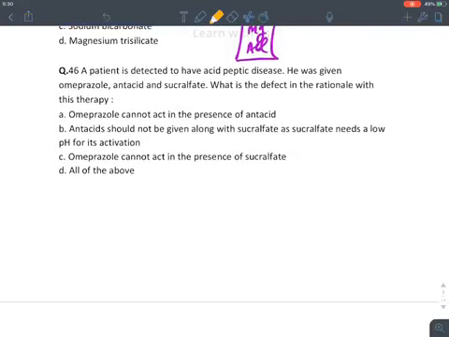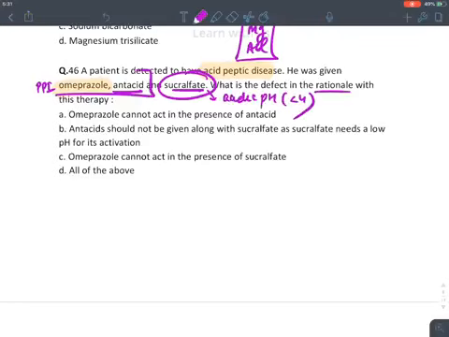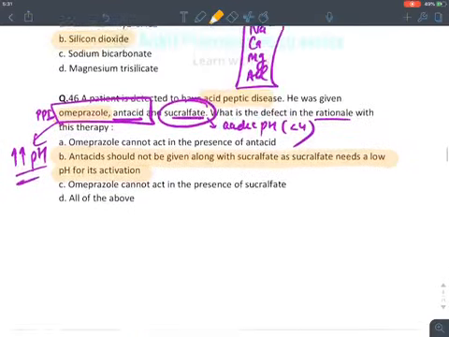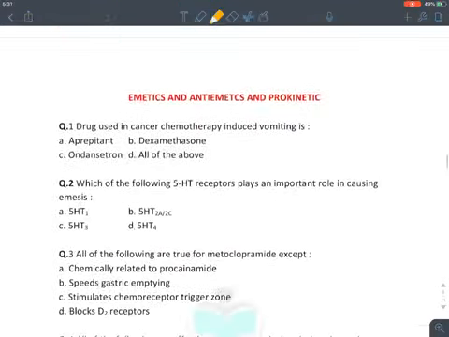A patient is detected to have acid peptic disease. He was given omeprazole, which is a PPI, proton pump inhibitor, antacids and sucralfate. What is the defect in rationale? We have already discussed. Sucralfate requires acidic pH, less than 4. And these two drugs will try to increase the pH. Hence, what should be the correct answer for this question? The answer will be B. Antacid should not be given with sucralfate as it requires low pH for its activation. So this is all about acid peptic disease.